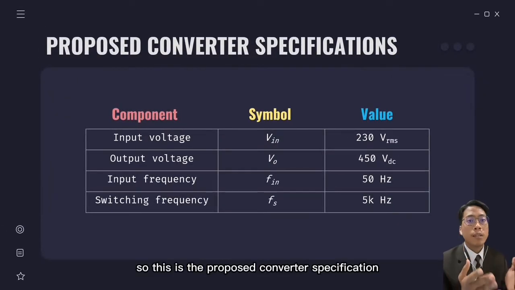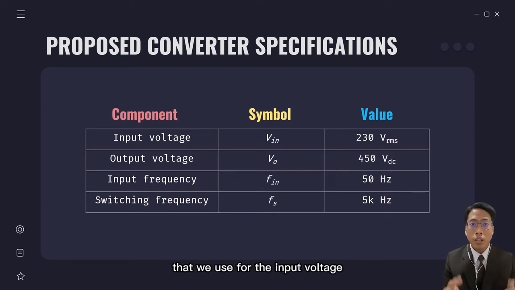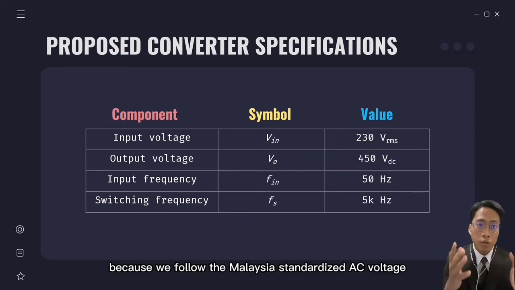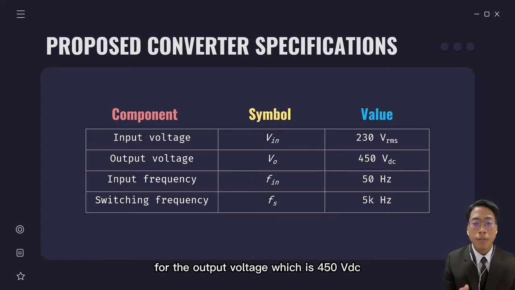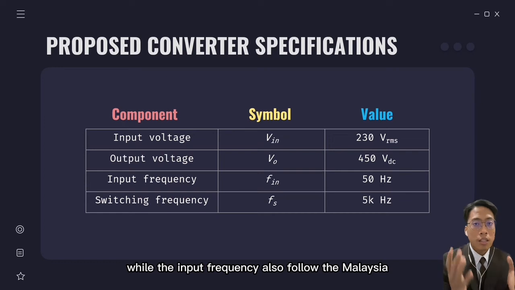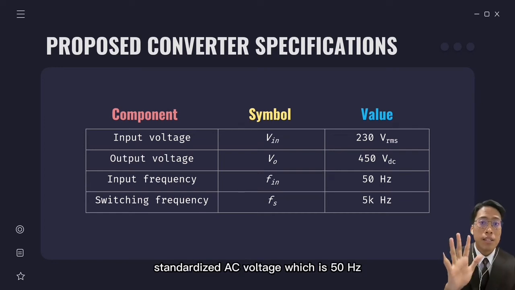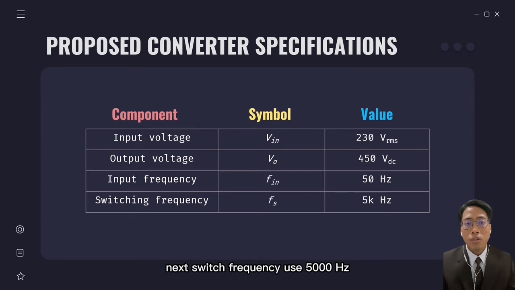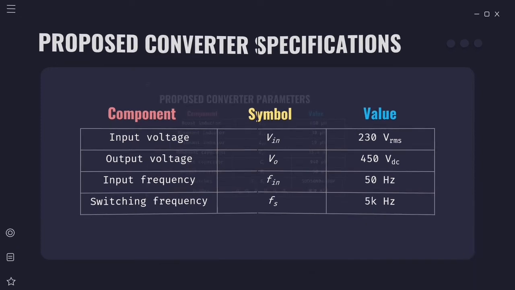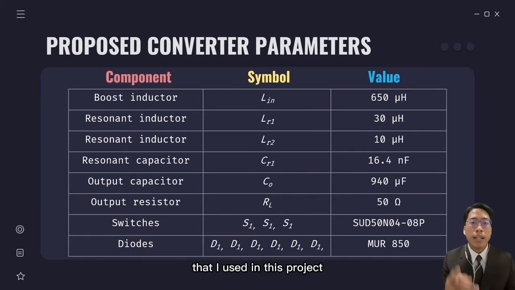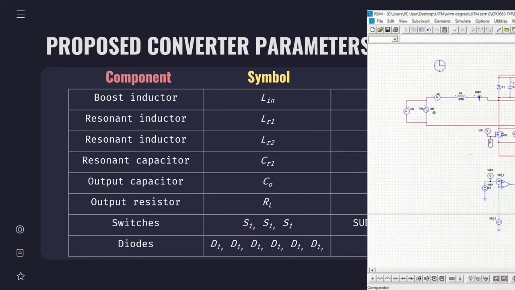So, this is the proposed converter specification that we use. For the input voltage, we use 230V RMS because we follow the Malaysia standardized AC voltage. The output voltage is 450V DC, while the input frequency also follows the Malaysia standard, which is 50Hz. Next, the switching frequency used is 5000Hz. Next, these are the proposed converter parameters that I use in this project.